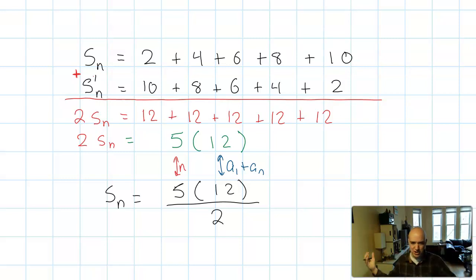If you did this with the general sequence, and it's not a terrible proof to do, and I'm not going to do it here, it all works out the same way, and you get the generalized arithmetic formula.